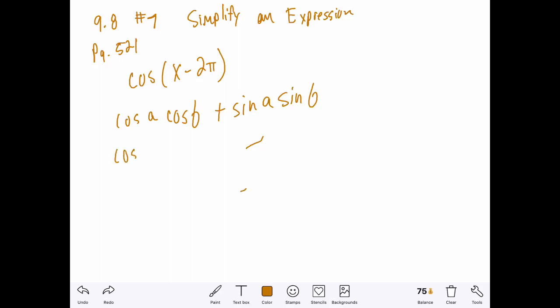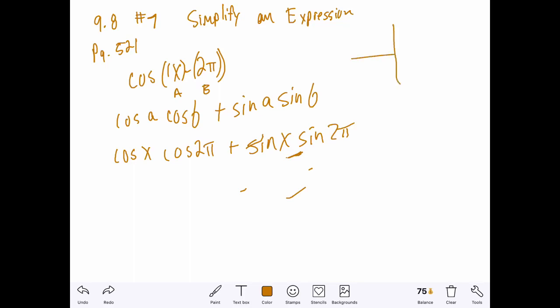So cosine of x, remember here's my A, and my B is 2 pi, and the negative is part of the formula, okay? And I'm getting, again, that information from the table on 520, what our difference formula is. Cosine of A minus B, cosine A cosine B plus sine A sine B. Okay, so cosine A, cosine 2 pi, plus sine A, which is x, sine 2 pi, which is B.